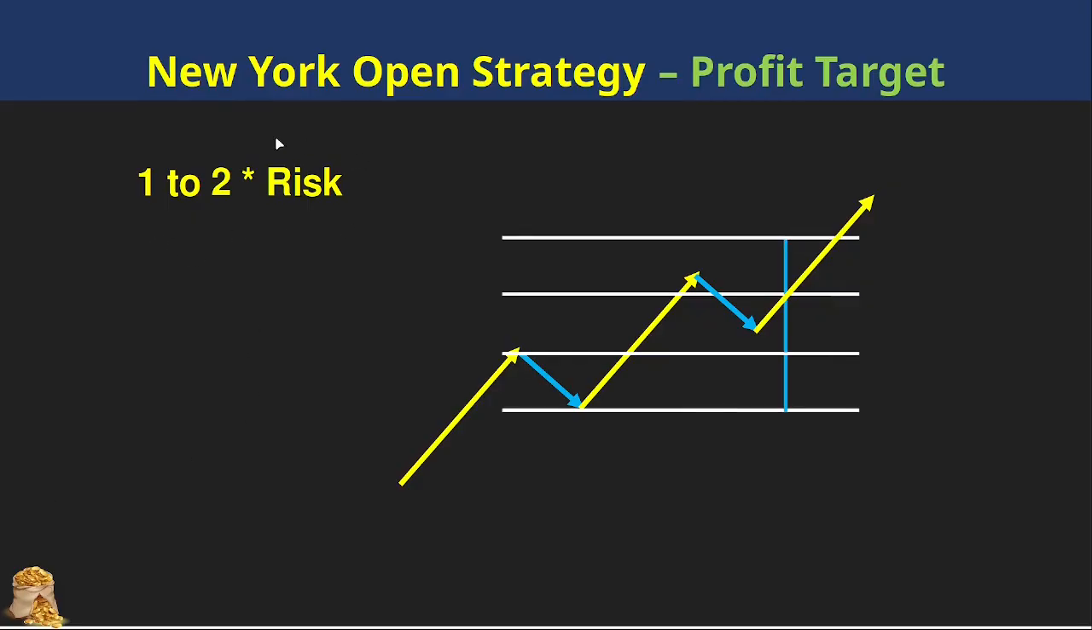This 1 to 2 times of risk is mainly for scalping, and then sometimes you have to, based on your chart, adjust whether you want to take 1 time or 2 times. But for scalping, the minimum profit has to be at least 1 time of the risk.